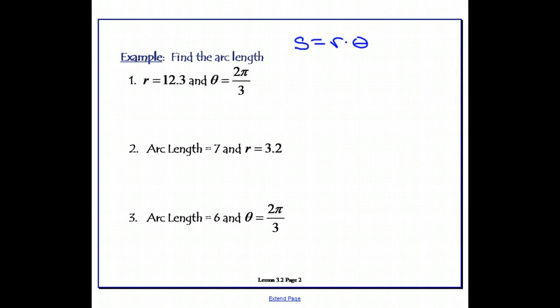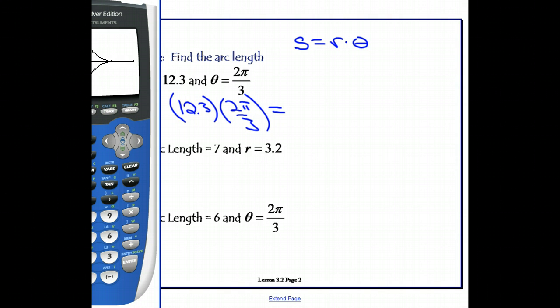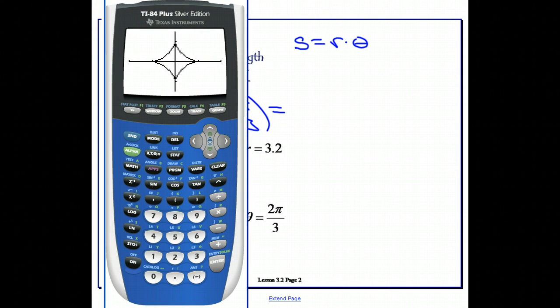Is it really this simple? Yeah. I've got a radius of 12.3. I've got an angle of 2 pi thirds. As soon as I get this decimal, I'm thinking, oh, it's going to be a bit of a mess, so I'll pull up my calculator and figure this one out. So the radius times the angle. You could cross cancel if you want. Let me put that so we can see that better.